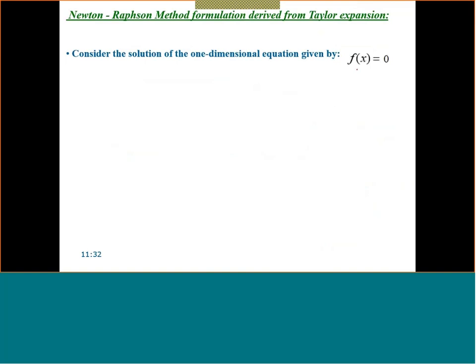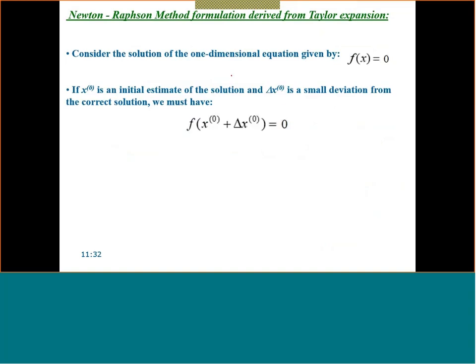Now, if this is my f of x equal to 0, it's a nonlinear equation, so it's just one-dimensional. It's an interesting way of proving the Newton-Raphson formula. Okay. Now, assume that I start with an initial guess, x of 0. This is my initial guess. Now, my initial guess is usually deviated from the actual answer by delta x of 0. Meaning that, for example, if I start my initial guess by 5, but the actual answer is 6, between 5 and 6, there's a delta x, which is 1. So, this is the error.